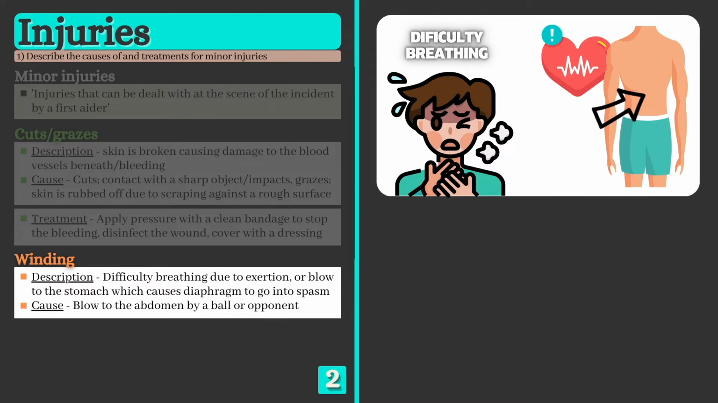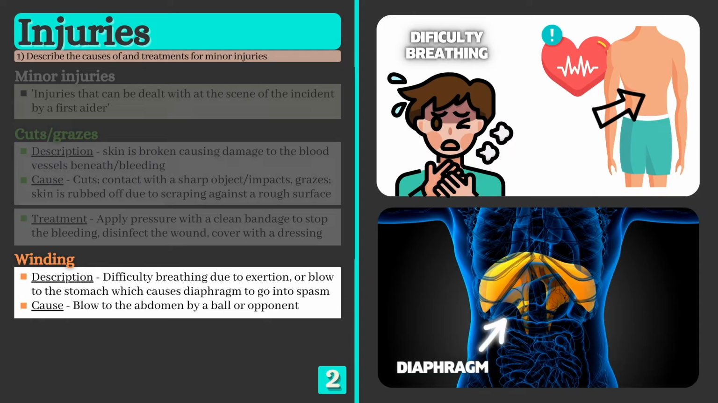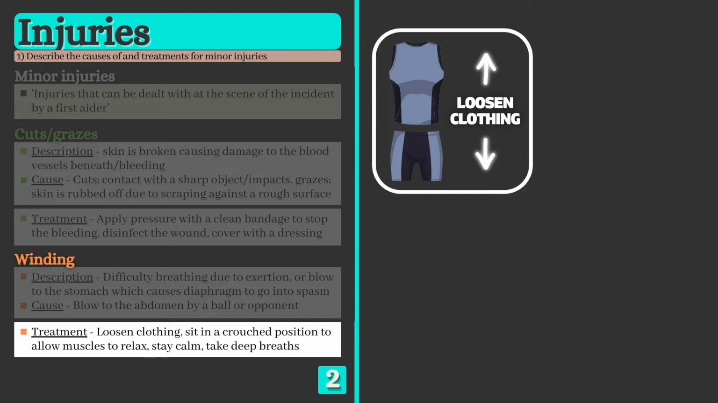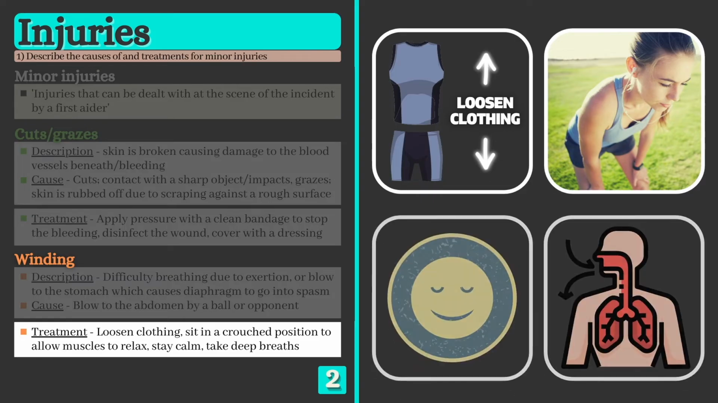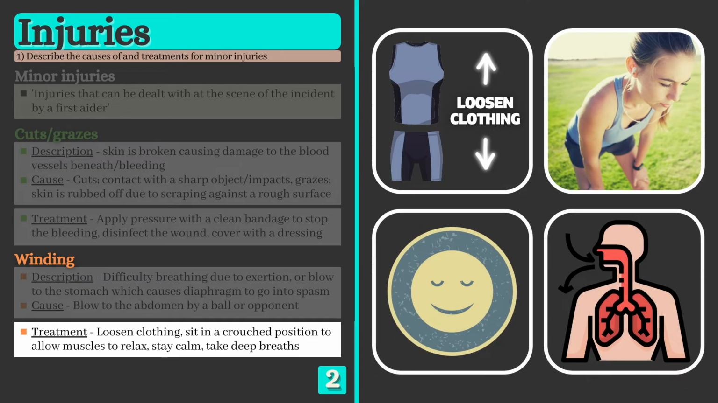Number 4. Winding is defined as difficulty in breathing because of overexertion or a blow to the stomach. It's caused by an impact to the abdomen which makes the diaphragm go into spasm and is common in sports like boxing, cricket and rugby. To treat a winding incident, loosen the clothing around the chest and abdomen, bend forward or move into a crouched position to help breathing muscles to relax, and try to stay calm and take deep breaths.